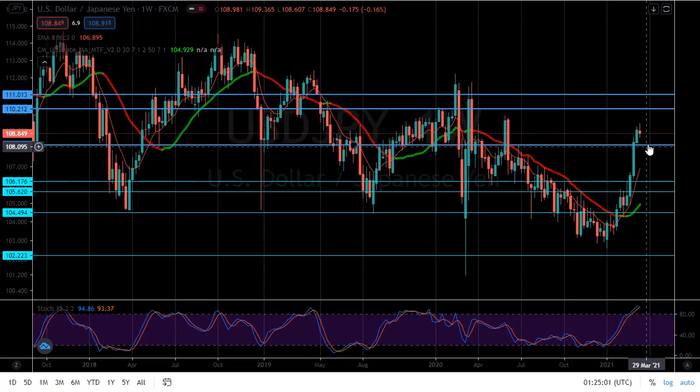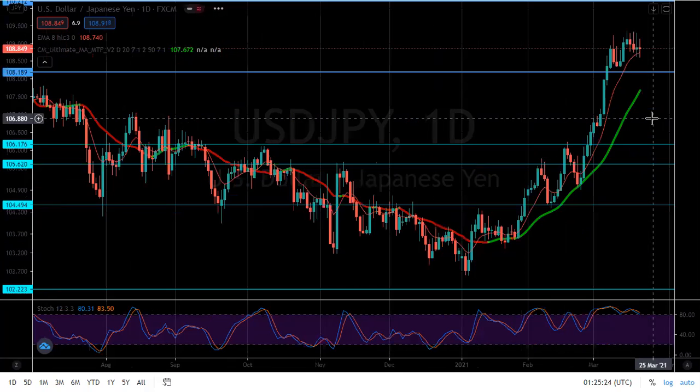But if price reacts here and we get a reversal candle around here, then I'd like to see price go up to the next key level. We could, of course, get to the 109.50 area and as high as the 110 handle. That's where I'll be looking to see price get to. Let's look at the daily time frame.